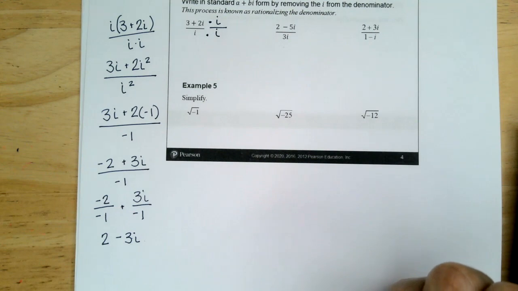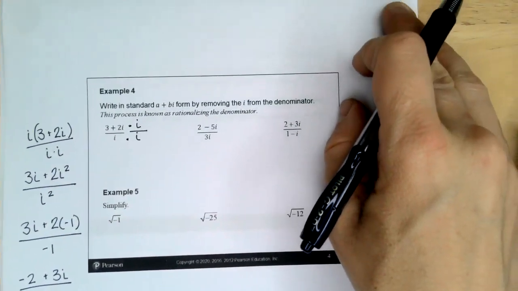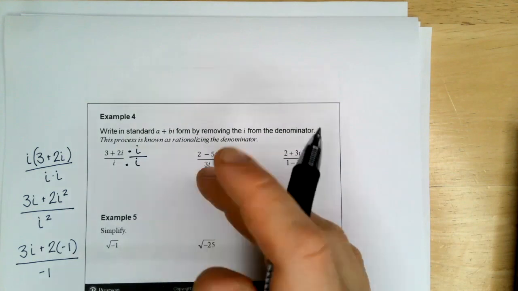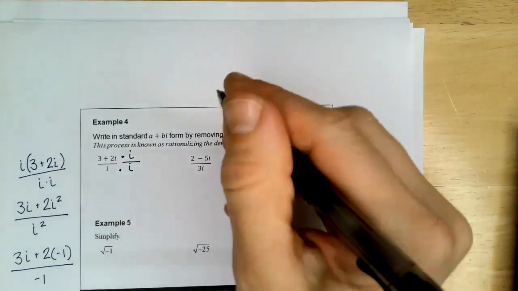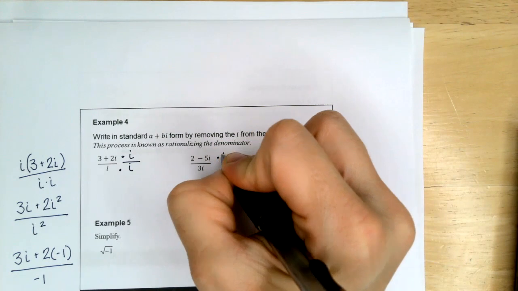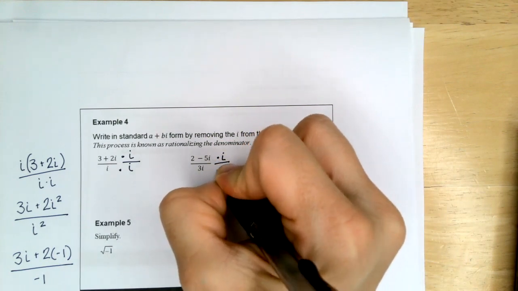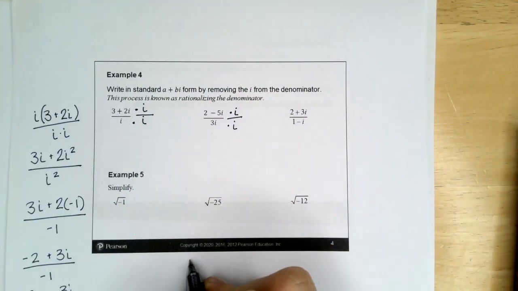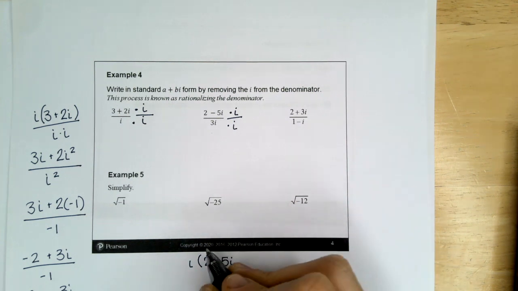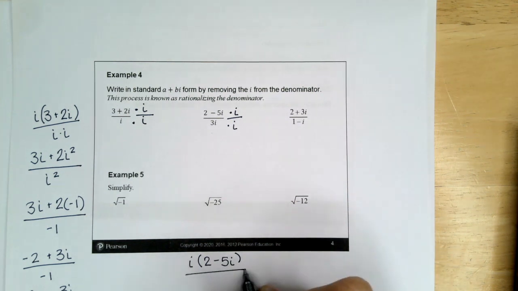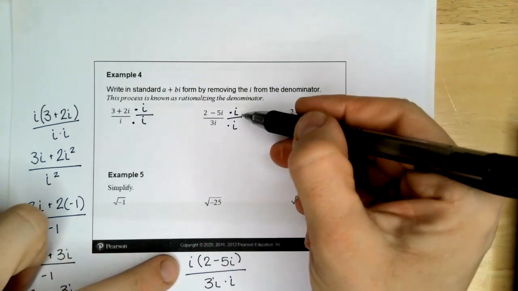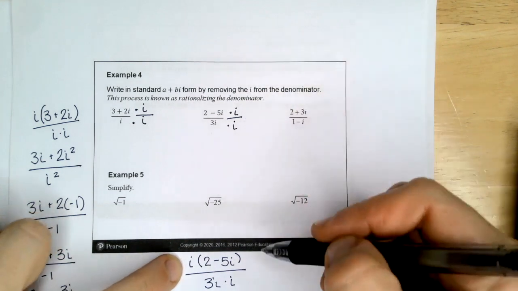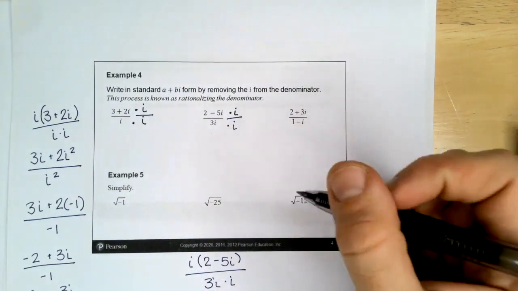Okay? Here I have 2 minus 5i divided by 3i. I'm going to do the same. I'm not worried about that 3. I'm just going to multiply the top and the bottom by i. So that becomes i times 2 minus 5i divided by 3i times i. I put that one in front just to distribute it, and I left that one behind because it was just in the back.